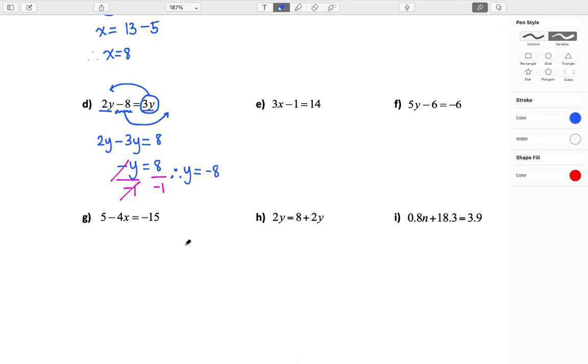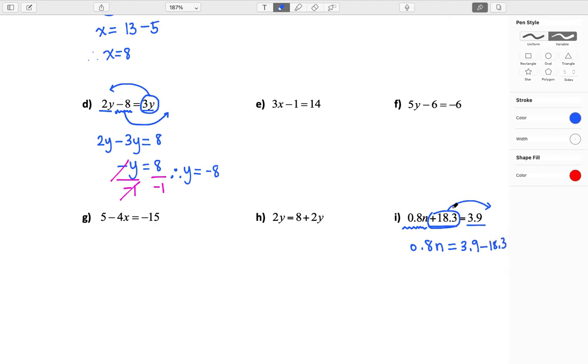Now, what about letter I? In this case, we have like terms of positive 18.3 and 3.9. Those two are numbers. And we have the one with a variable n. So let's collect the like terms by bringing positive 18.3 to the other side. So on the left side, I'm left with 0.8n equals 3.9 minus 18.3.